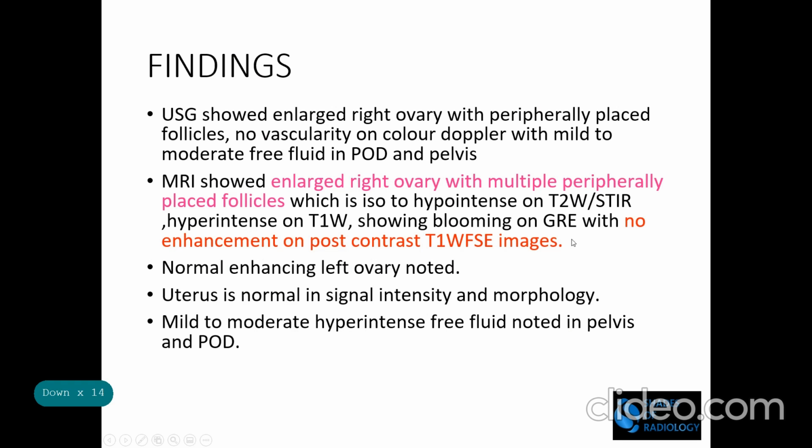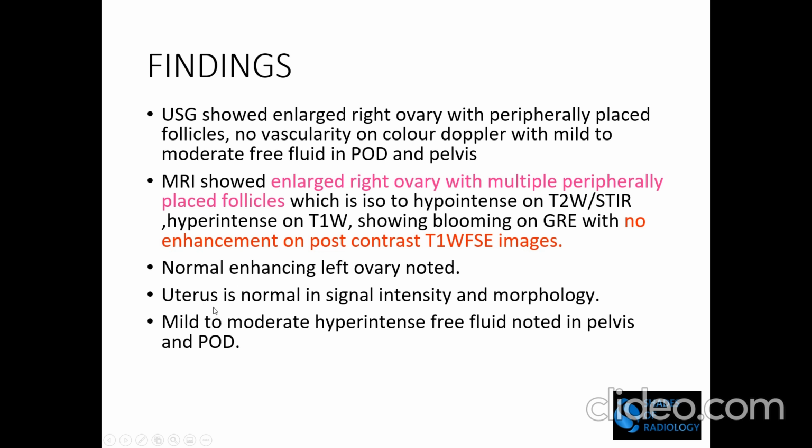So coming to ultrasound, you can see enlarged right ovary with peripheral plaice follicles, no vascularity on color Doppler, with mild to moderate free fluid in the pouch of Douglas and pelvis. MRI showed enlarged right ovary with multiple peripheral plaice follicles. The stroma is iso to hypointense on T2 and STIR images, hyperintense on T1 weighted images, which is due to hemorrhage or necrosis, and showing significant blooming on GRE.